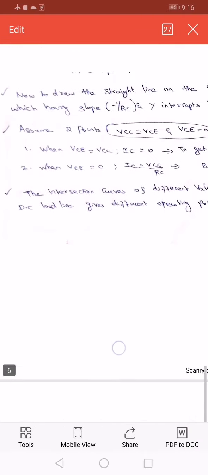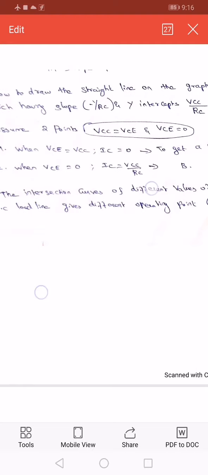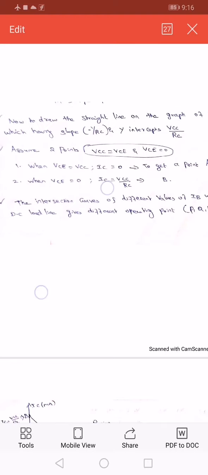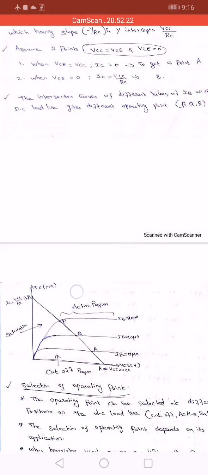And the second condition is VCE equal to 0. Applying this condition into equation 2, we get the value of IC equal to VCC by RC. From that, we get a point B. So the point B is IC equal to VCC by RC.